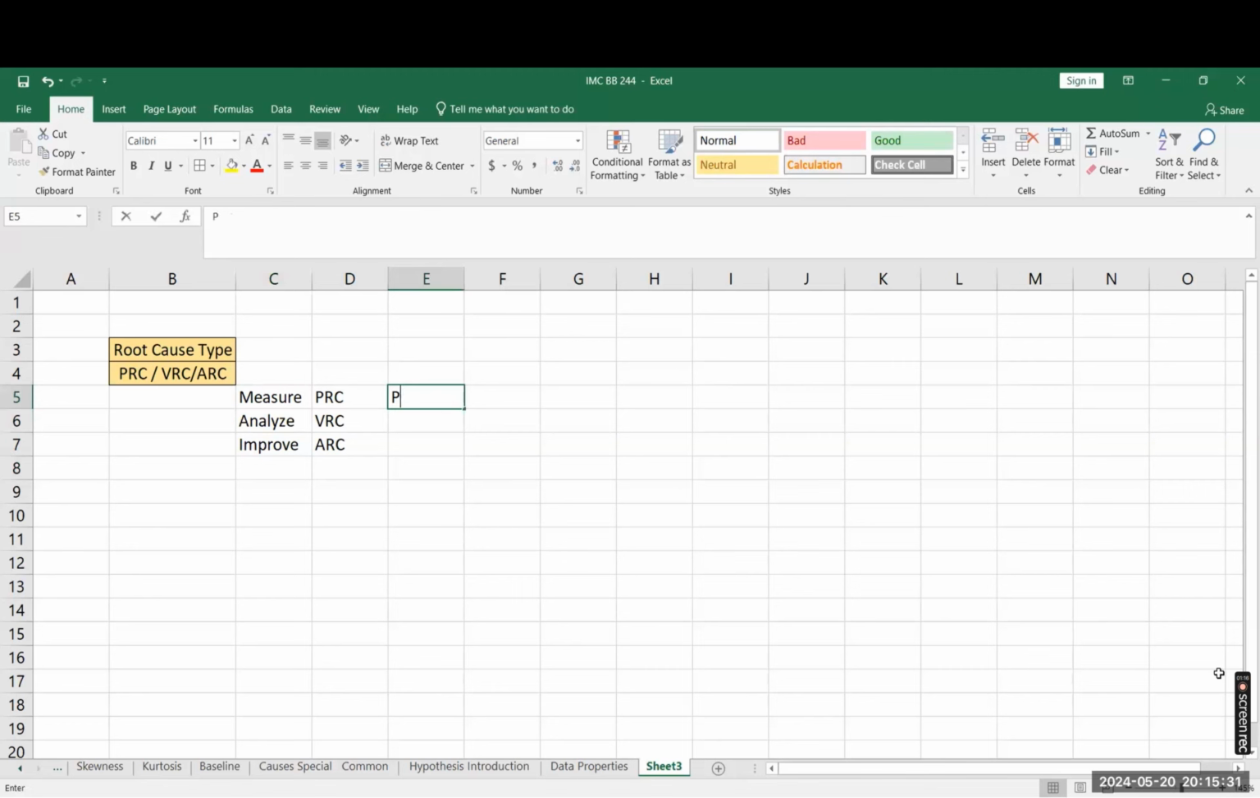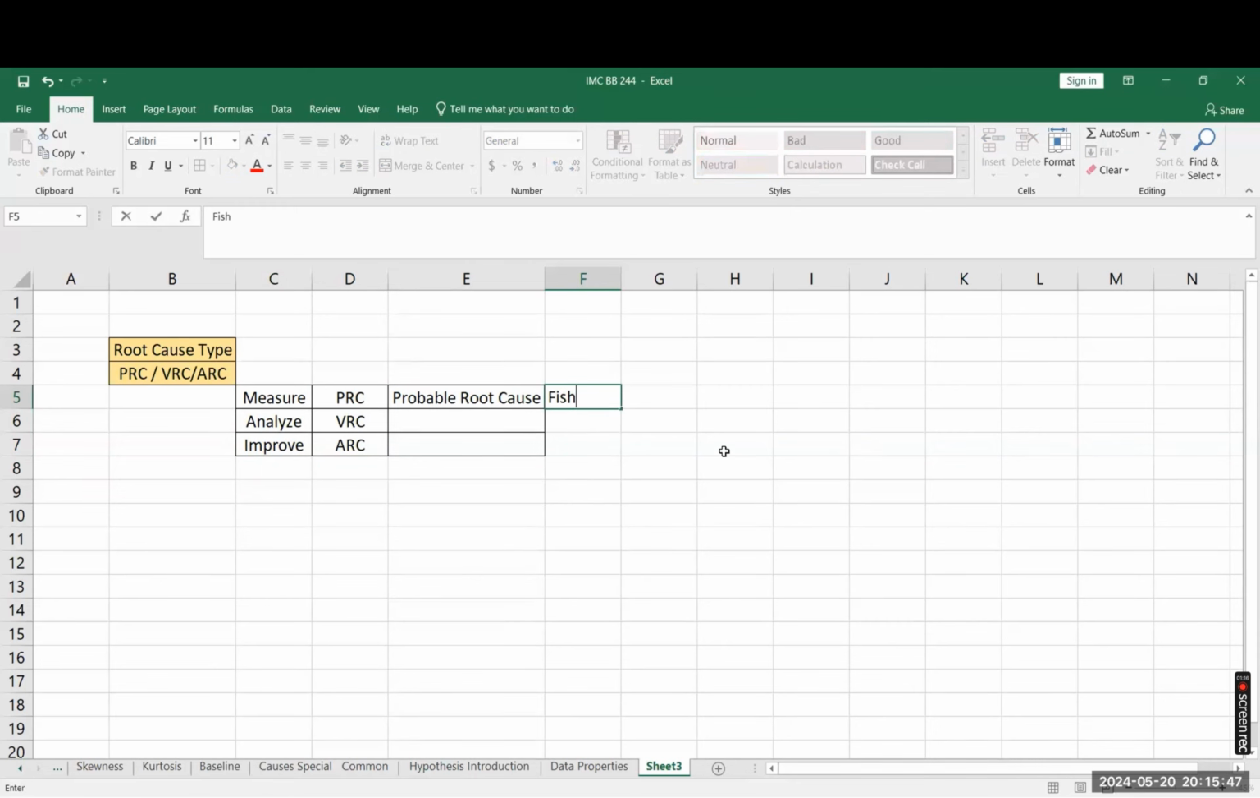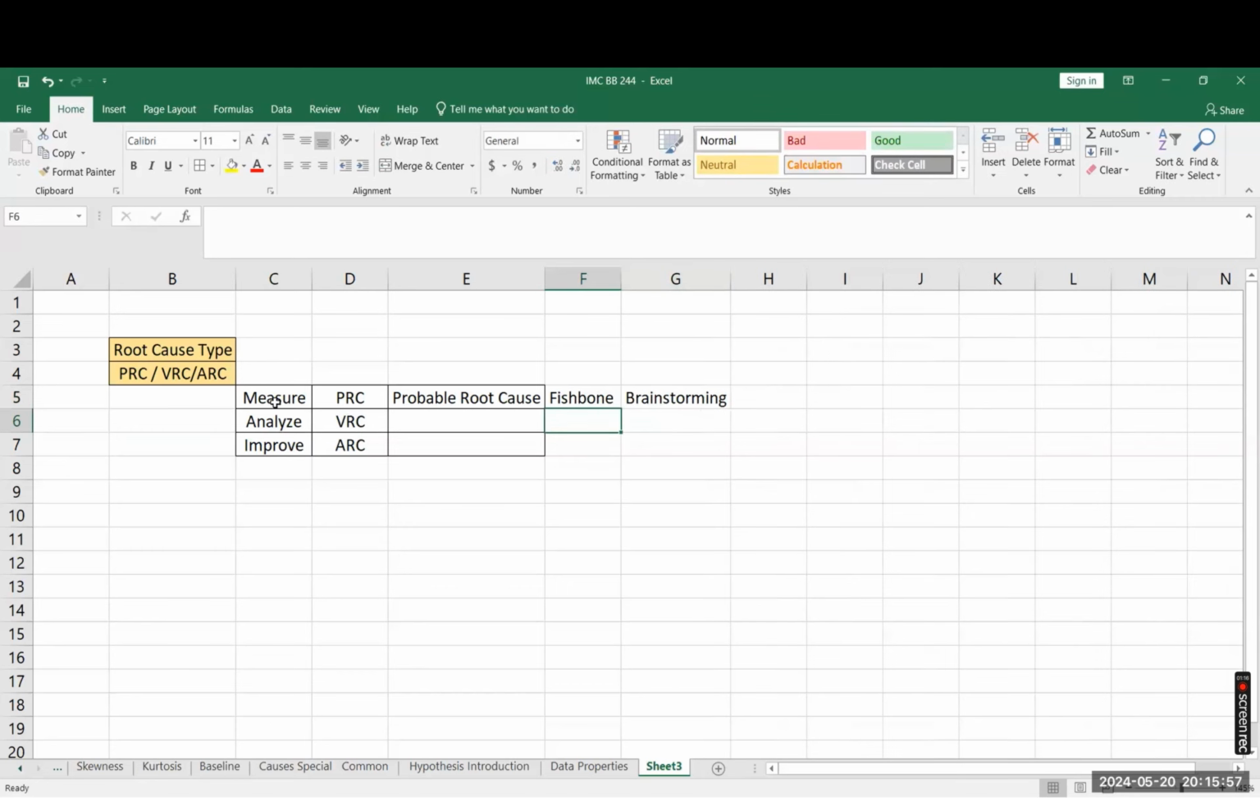PRC stands for probable root cause. PRC stands for probable root cause. So the probable root cause we identify with the help of fishbone or brainstorming, which we identify in the measure phase of a Six Sigma project.